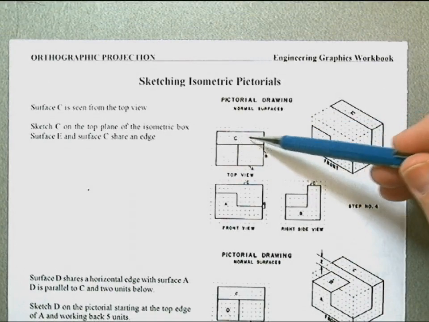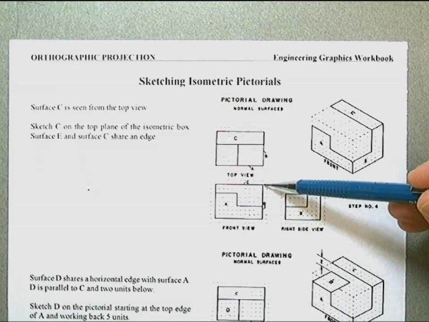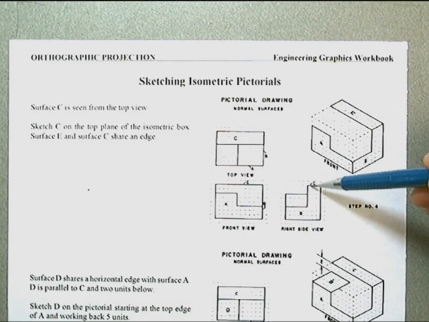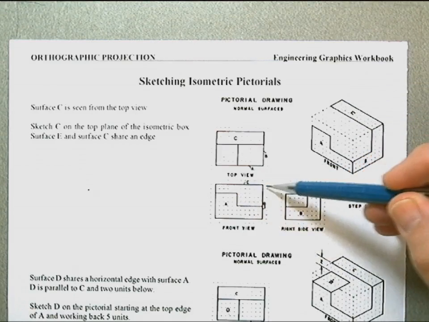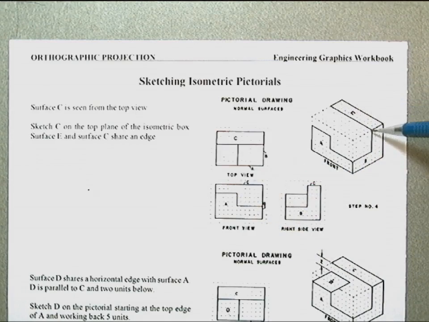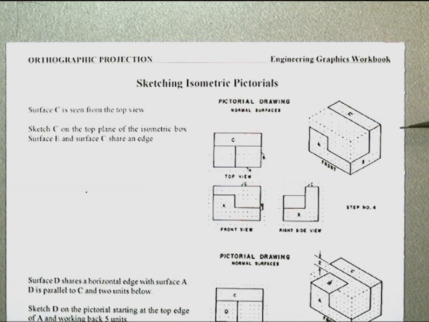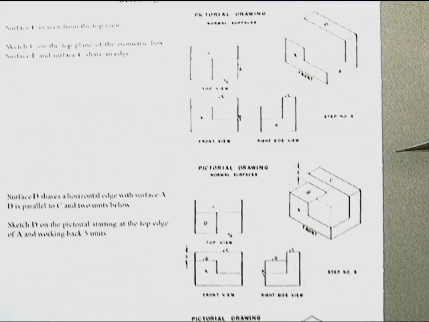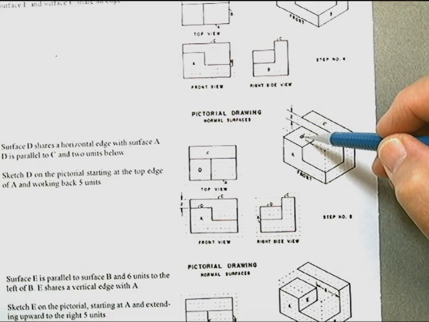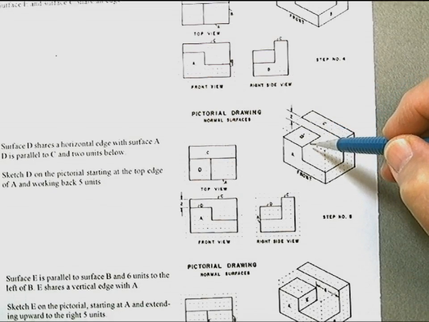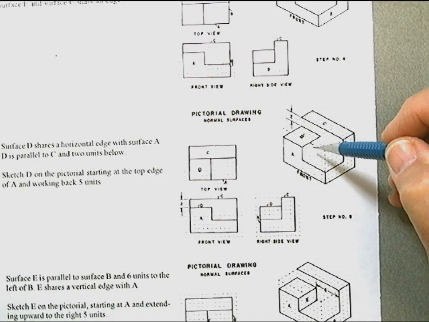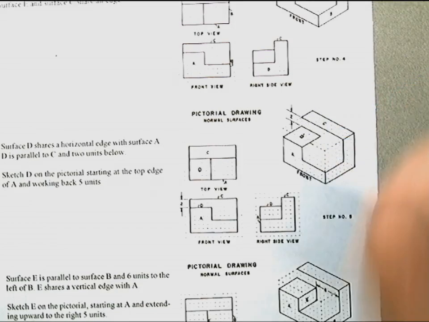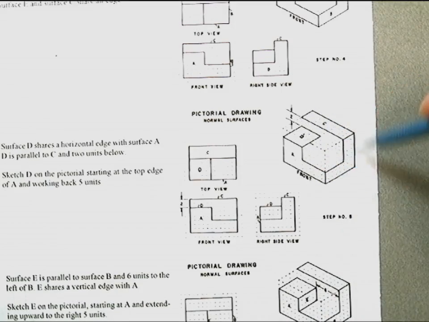We look at C, that area. We find that it matches this edge and this edge. So we transfer the depth dimension and the width dimension and create that surface on our box. We then begin carving away and finding where the other surfaces are located at various depths or at various widths, kind of visually cutting into the object that we've sketched here.